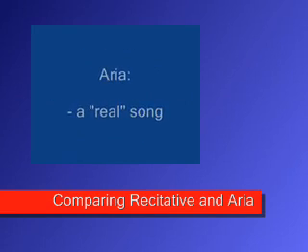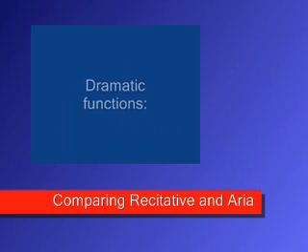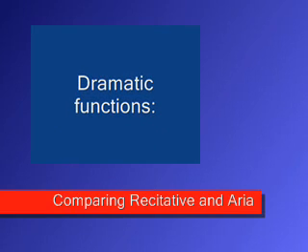An aria, on the other hand, is a real song, and this makes perfect sense, doesn't it? Because the word aria means air, which literally means song. So it should be very easy for you to remember that an aria is a real song and that a recitative, which looks like the word recitation or the word recite, would be a speech-like song. It's just that simple. These two types of songs are used for completely different dramatic functions.